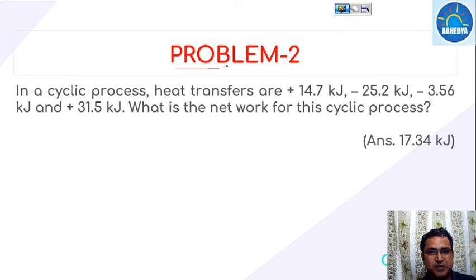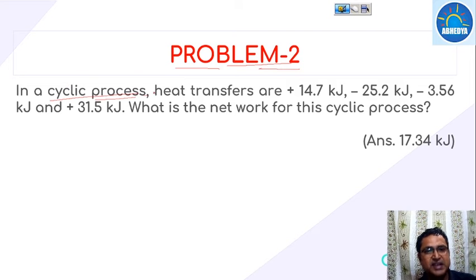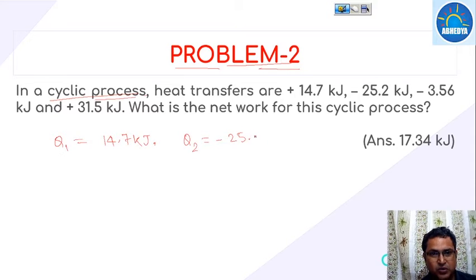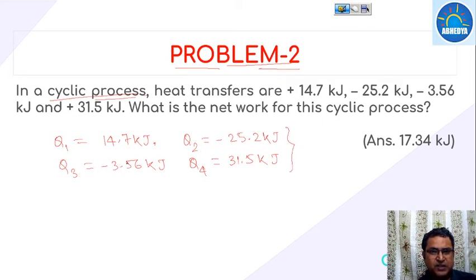Now come to the second problem. In a cyclic process, heat transfers are given. Let the heat transfers be Q1 is 14.7 kilojoule, Q2 is minus 25.2 kilojoule, Q3 is minus 3.56 kilojoule, and Q4 is 31.5 kilojoule. So these are the values of the heat which has been transferred.